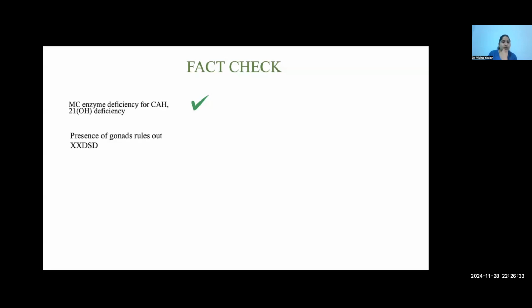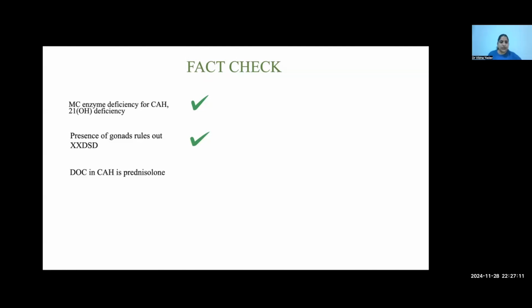Yes, sir. Next one, please. Coming to the second one, the presence of gonads rules out excess DSD. Is it a correct statement or not? People can answer that question. We are waiting for answers. Dr. Sandeep is saying yes, and Dr. Priska is saying no. So what do you think? Presence of gonads definitely rules out. Generally they will rule out, but you can have some rare scenarios. So I would take it that yes, it rules out. Carry on with the next one.